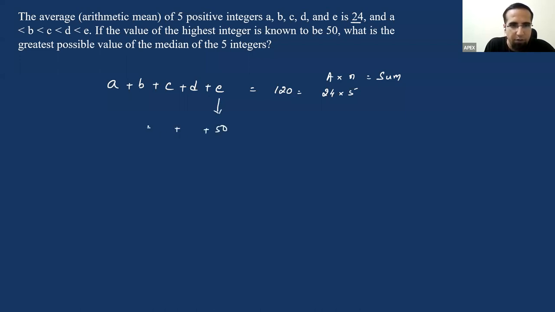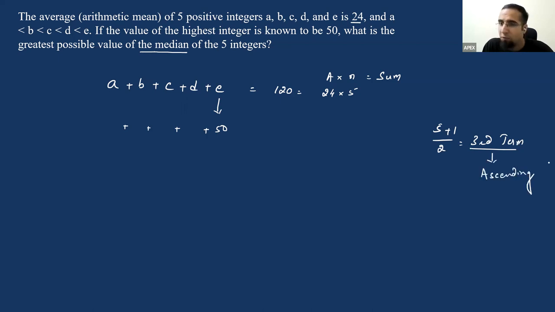Now I do not know the remaining terms. The question is saying find the maximum possible value of the median. Now median is always the central value. So if there are 5 terms, the median is going to be the (5 plus 1) by 2th term, that is the third term. Now do not forget that median is always found when the terms are arranged in ascending order.